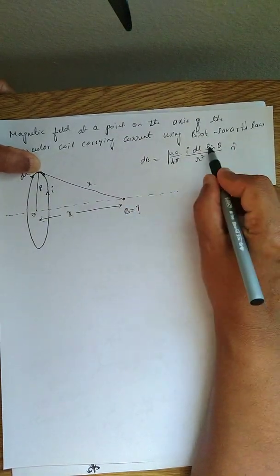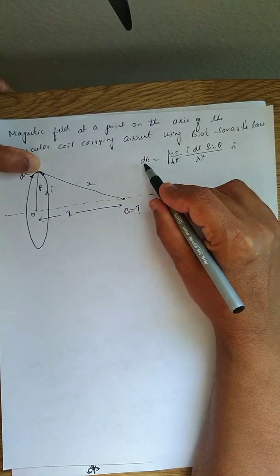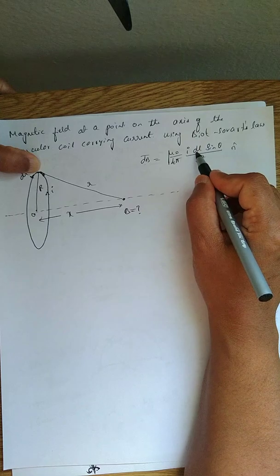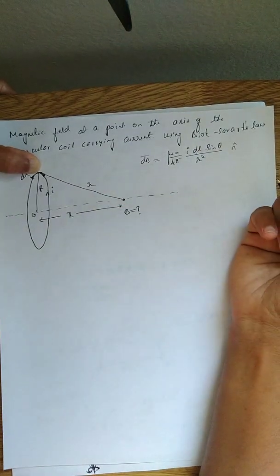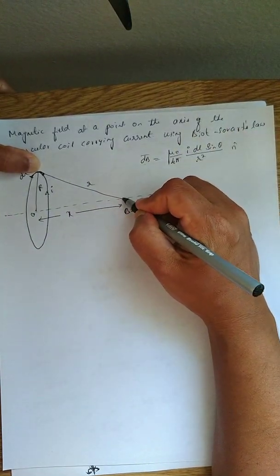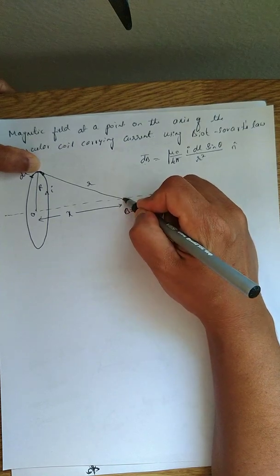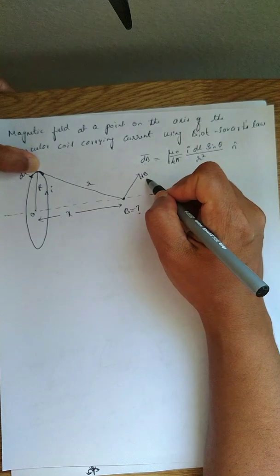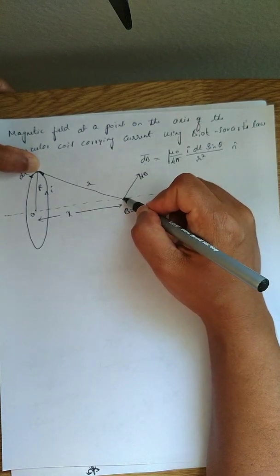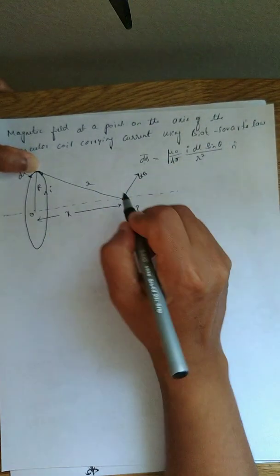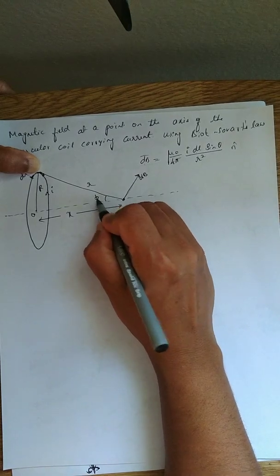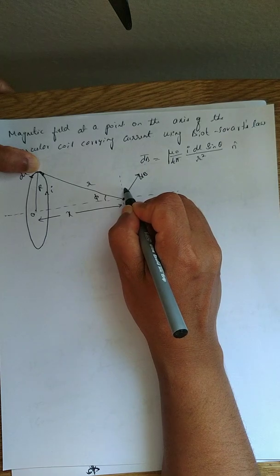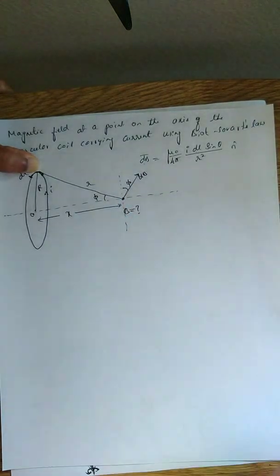Remember, the direction of this field is perpendicular to the plane formed by the current element and the radius vector. Okay, so I will write, say it is perpendicular, dB. So this is my magnetic field. Suppose this makes an angle phi, then this makes an angle phi here.